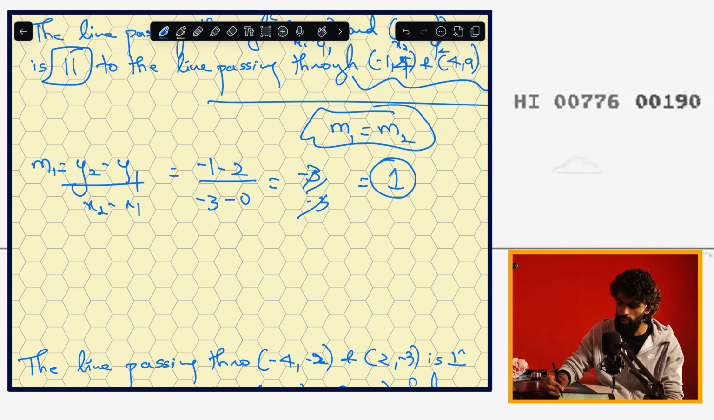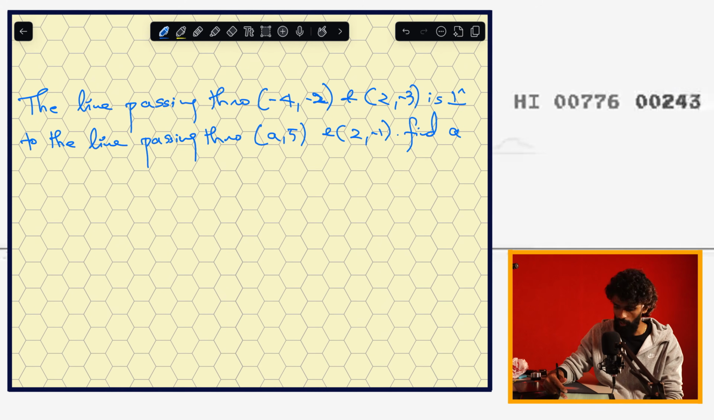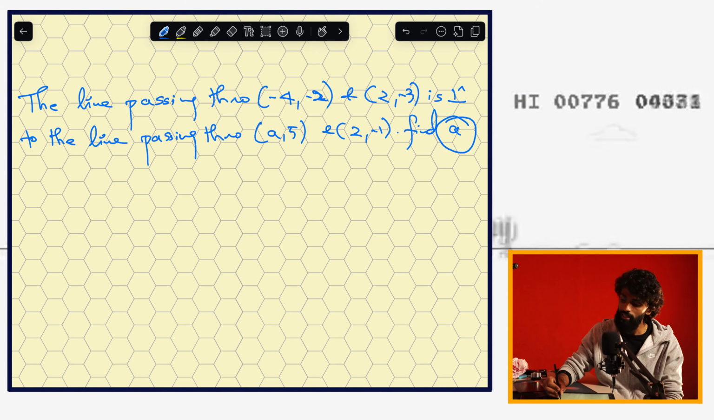The points are minus 1, 4 and 4, 9. You guys do it. I think you'll be getting 5 by 5 gets cancelled off. The answer will be 1, which means parallel, meaning both the slopes are equal. Done with that. Now they're asking us to find the value of A. These kinds of questions are important, the reason is because there is a condition given here. What does the condition say?